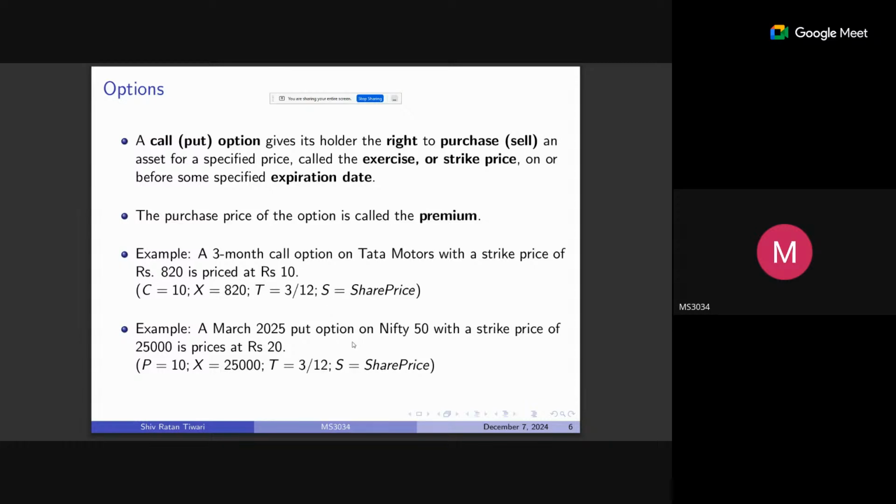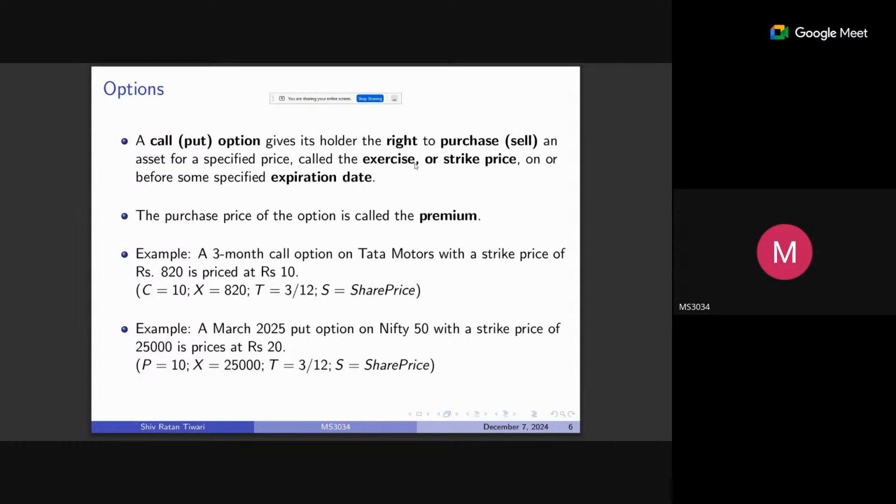We can have a look at some examples. The first one is an example of a call option. It says a 3-month call option. So 3 months is your expiration date, so you can exercise this option within 3 months; after 3 months you will not be able to use this right. And the key term is right. It is not an obligation, it is your right. So you can either use this right or not, it is your choice whether you want to exercise your right.